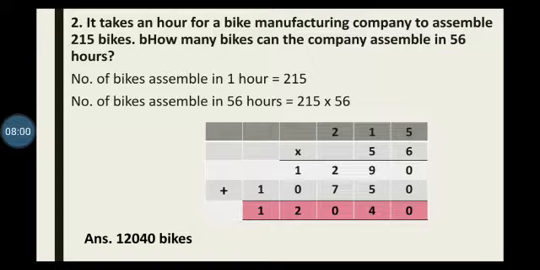Children, I would also like to mention here that when we know the value of one item and we want to find the value of more items of the same kind, we multiply. And in the vice versa situation, vice versa means in the opposite situation, when we know the value of many items of the same kind and we have to find the value of one item, we divide.